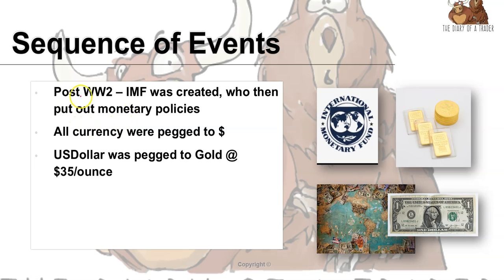Then after World War II, we had an organization called the IMF created, who dictated monetary policy, and all the currencies around the world were pegged to the dollar, and the dollar was also pegged to gold at $35 per ounce for the weight of the gold. So we had this standard for a while, and then we moved on from there.